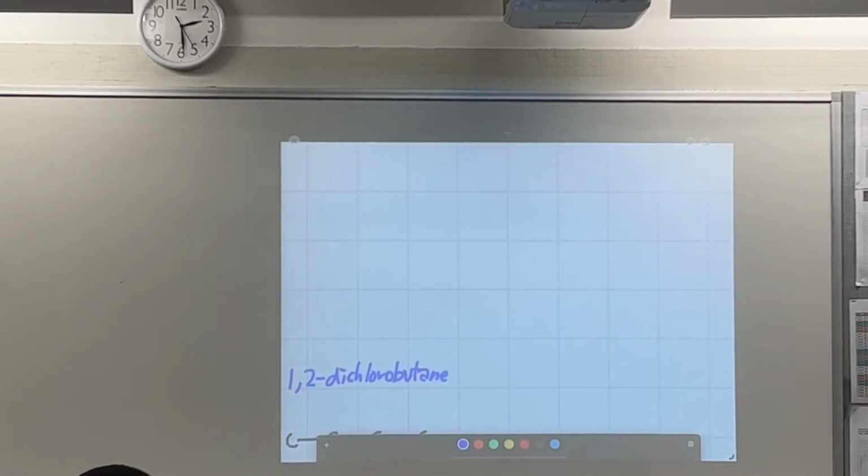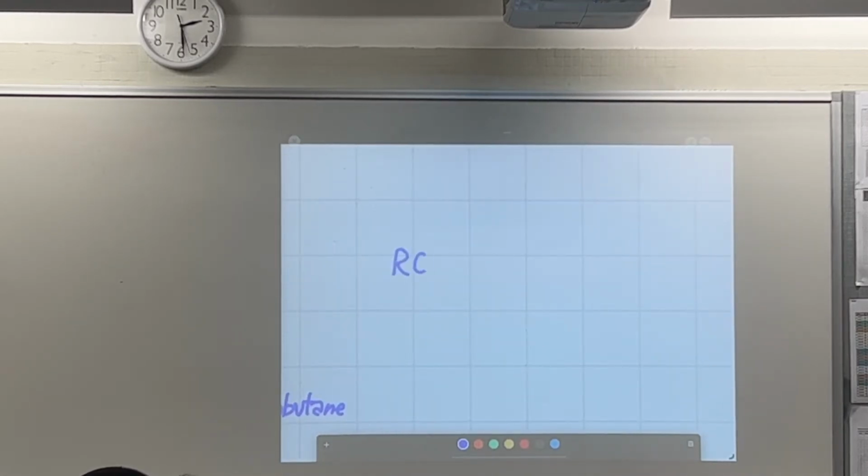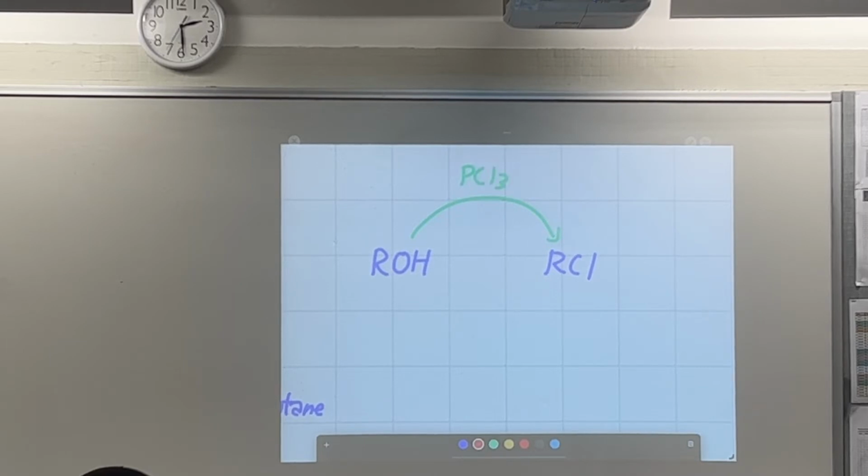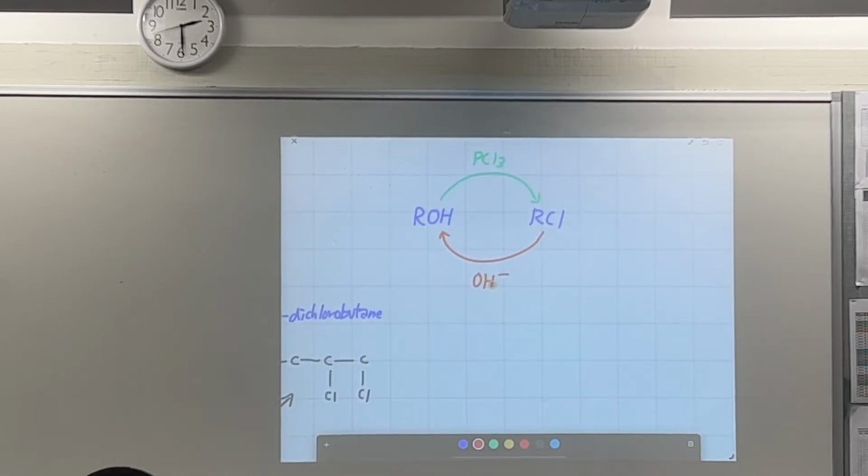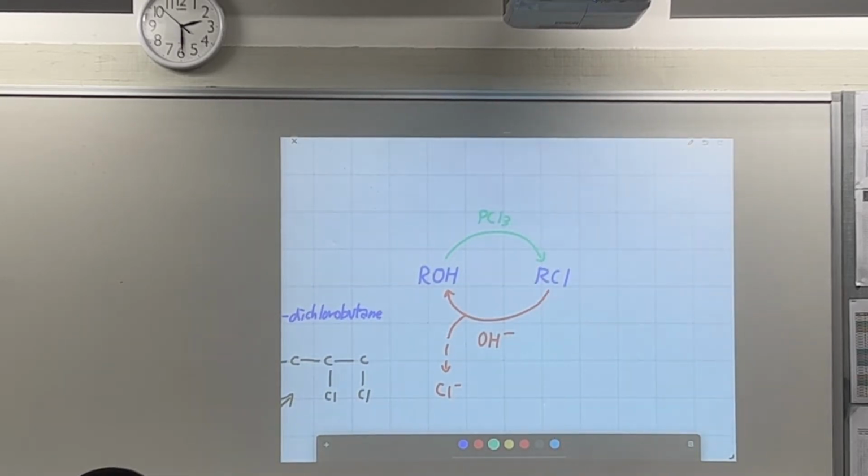These two conversions are very common in DSE. When you change ROH into RCl, you need to use the chlorinating agent, PCl3. But when you want to change the RCl back to ROH, you just need OH minus. So the OH minus will swap the Cl for OH, and it will kick out the Cl minus in this process. And when you add PCl3 into ROH, it will kick out, what is that acid called?